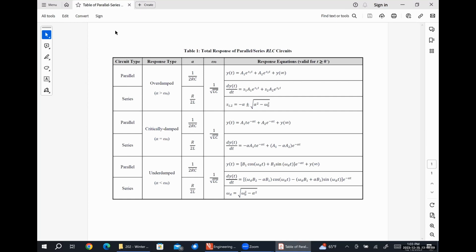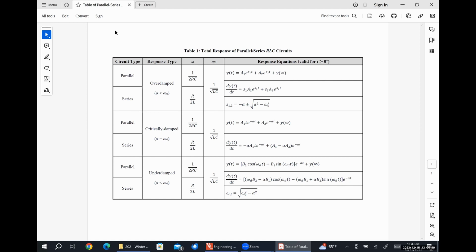We have the relationship for overdamped response up here: A1 e to the S1t plus A2 e to the S2t. We also have plus y at infinity. So this y at infinity bit is what's going to happen when we have a source being added into the circuit versus taken out of the circuit, how we derive things.